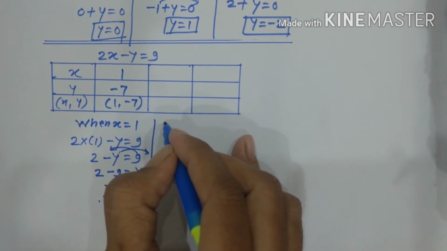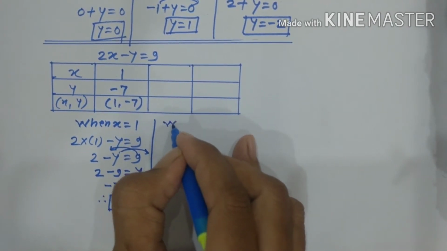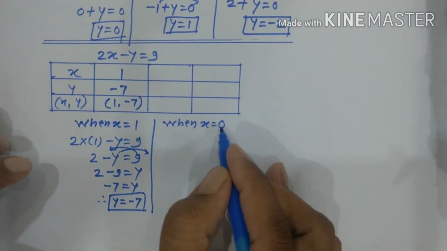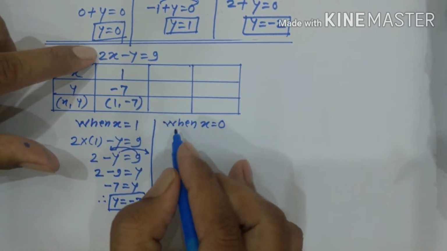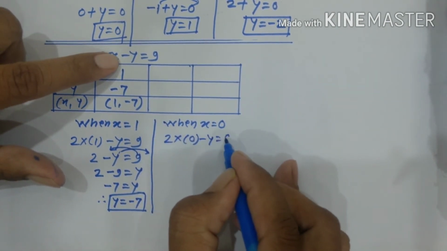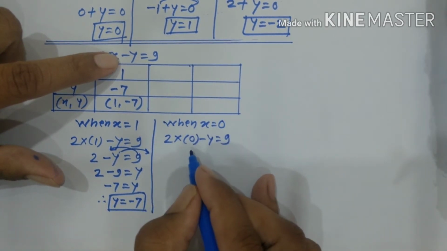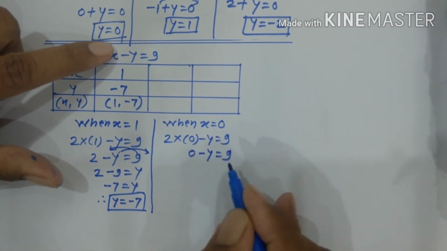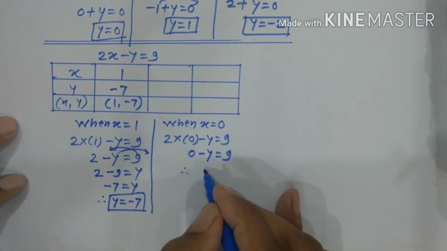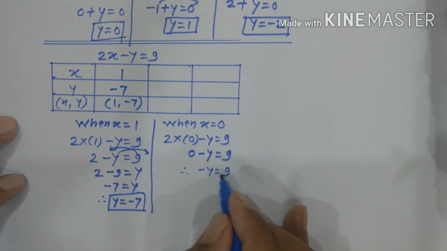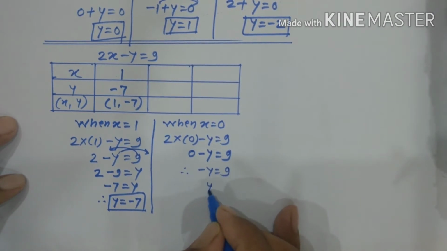Now I take value of x is equal to 0. Put 0 at the place of x. Therefore equation becomes 2 into 0 minus y equal to 9. 2 zeros are 0. Minus y equal to 9. Therefore, multiplying both sides by minus 1, y is equal to minus 9.